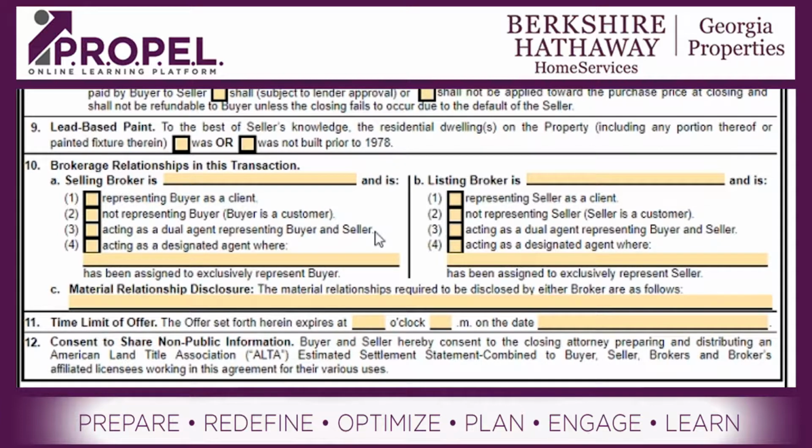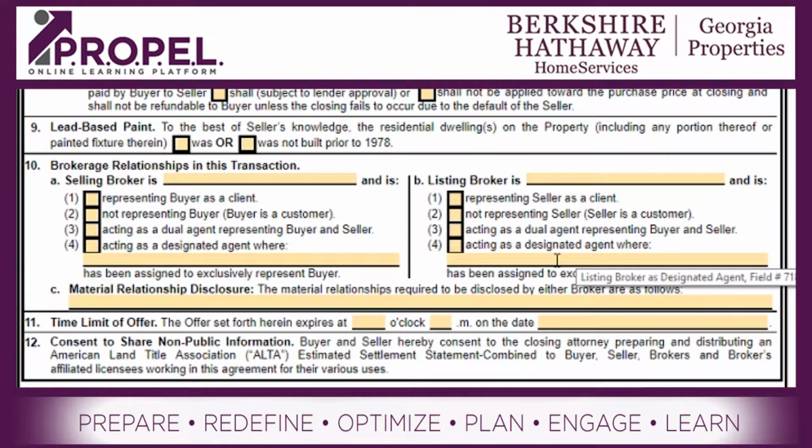But if you're representing both parties, you would check number 3 on both of these, both the selling broker and the listing broker. And then number 4 is one that we hopefully will see more and more. This is where Berkshire Hathaway Home Services Georgia Properties agents are involved on both sides of the transaction. So one has the buyer, one has the seller. That is called designated agency, and you would check number 4, and you would list out basically the name.